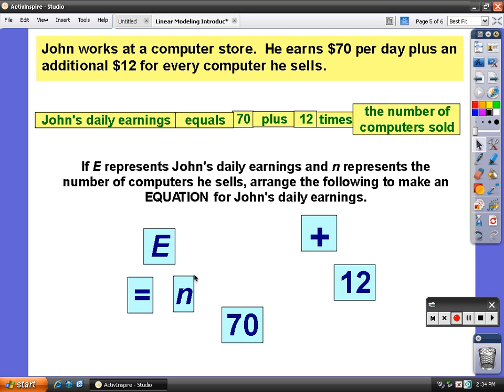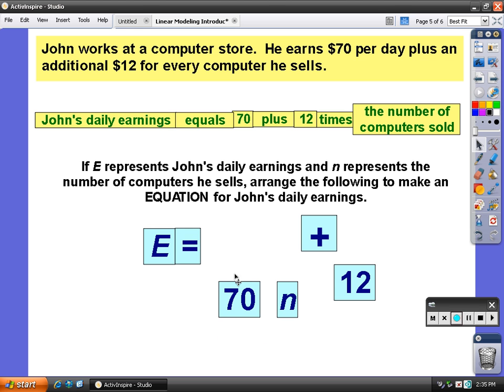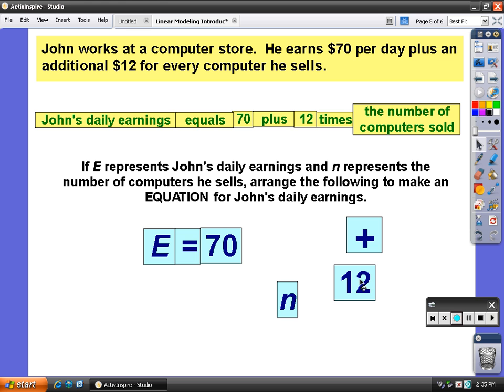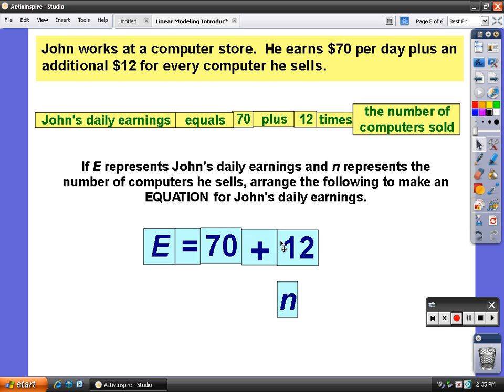So the beauty of using Active Inspire to do this is that we can do things that are not as easy to do or not as visual on an overhead projector or a chalkboard. In particular, dragging multiple copies of an object, as we saw in the first few slides, and being able to move around symbols and numbers, such as on this slide, and having them block each other, and so on. So we have our completed equation, $70 plus 12 times the number of computers sold.